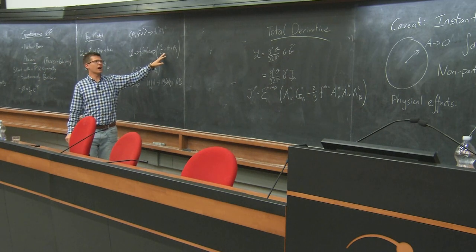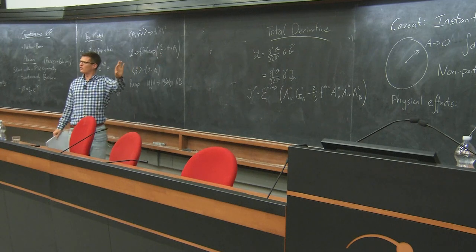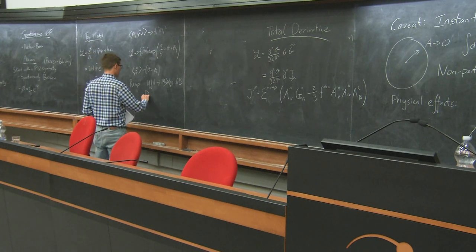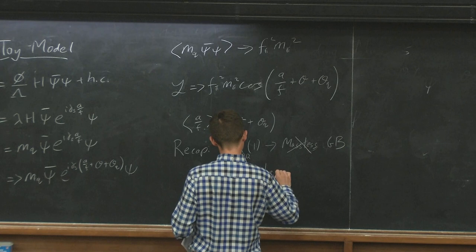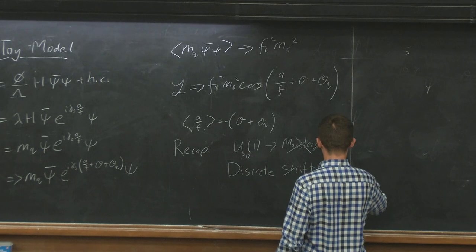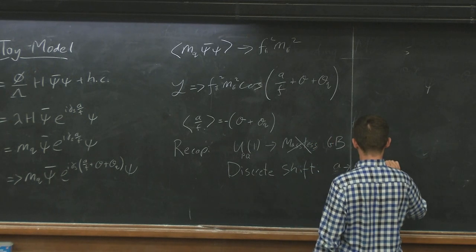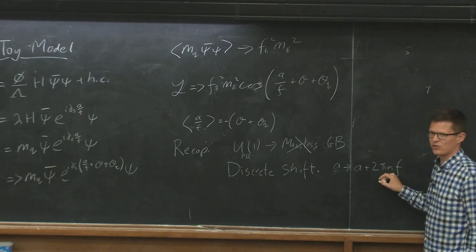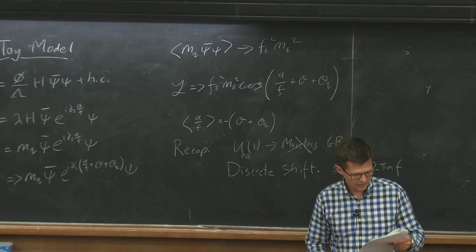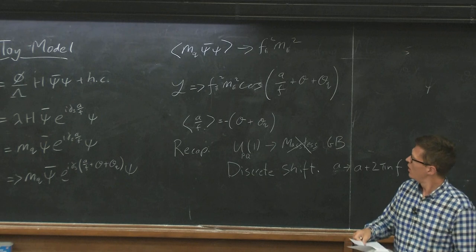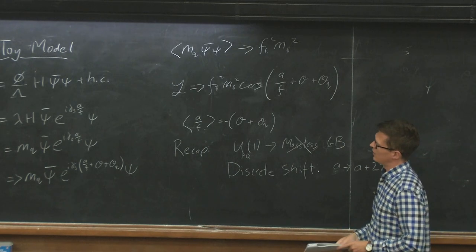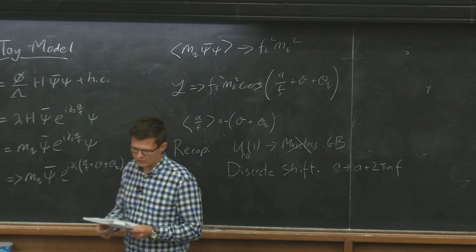But what's interesting is you've not entirely gotten rid of it. What you have left over is a discrete shift symmetry, which is that a over f goes to a over f plus 2 pi N, where N is some integer. If I shift the argument of the cosine by some integer times 2 pi, then it all remains the same. Okay, so those are the quick basics of the strong CP problem and the axion.